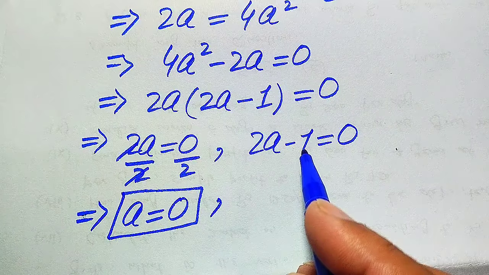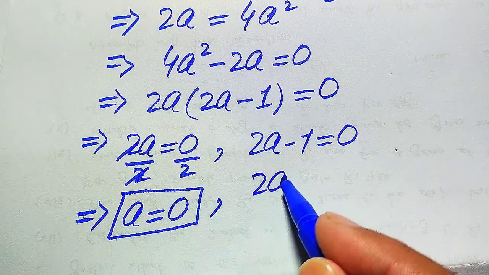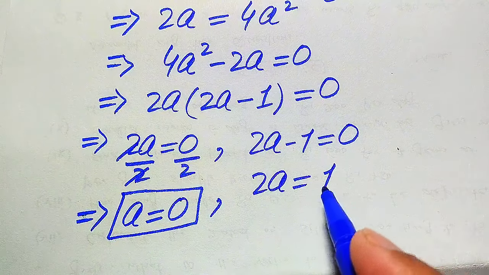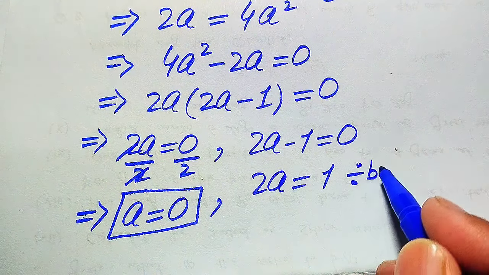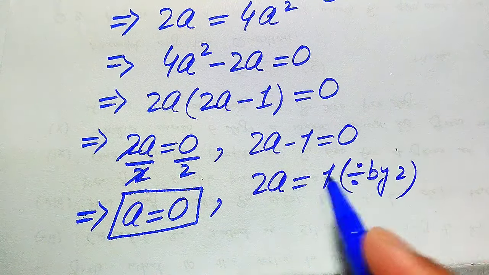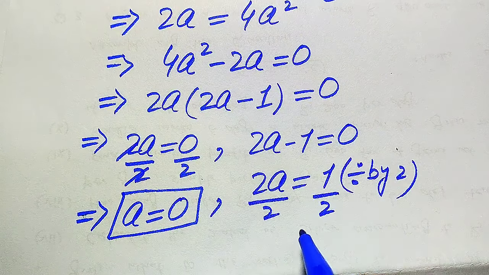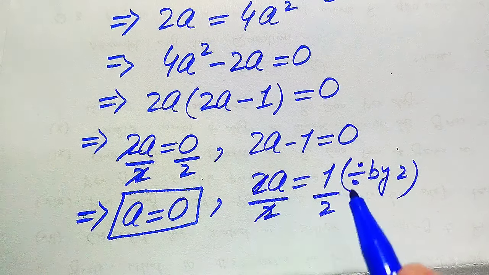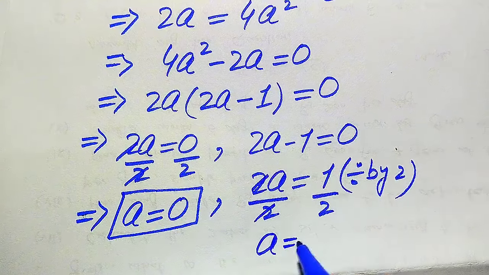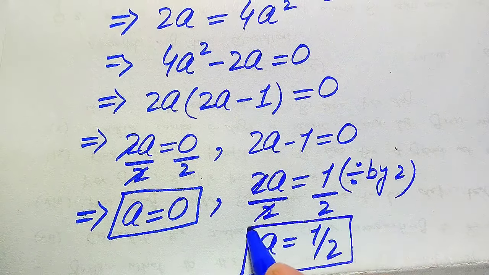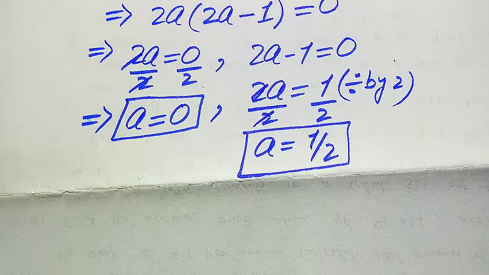And now here, in order to find the other roots, we need to solve this equation. So from here we move this minus 1 to the right hand side, and it becomes 2a is equal to 1. And here we again divide both of the sides by 2, and it becomes 2a divided by 2 equals 1 divided by 2. So this 2 and this 2 are gone, and we get a is equal to 1 divided by 2. So this is the value of a.